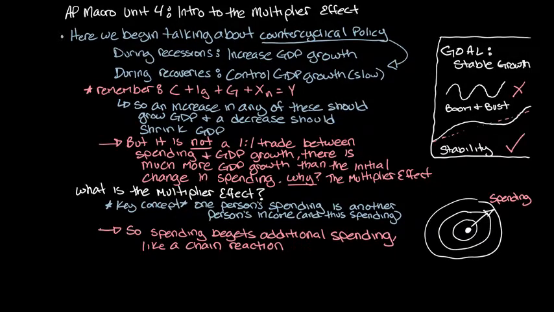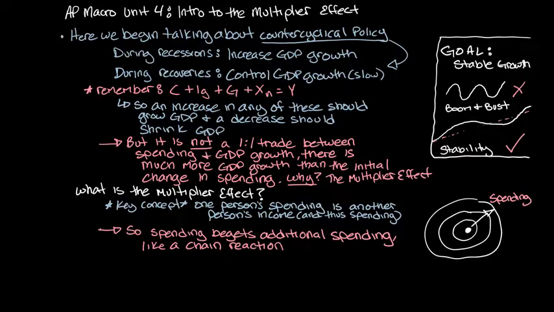So if we know that the goal of countercyclical policy is essentially to control GDP and GDP growth, it's important to remember what the components of GDP are, as these are the things we're going to be changing to control GDP. So those 4 components, just for reference, are consumer spending, investment spending, government spending, and net exports. So theoretically speaking, since C plus I_G plus G plus X_N equals Y, which is GDP, an increase in any of these components should increase GDP, and a decrease in any of these components should decrease GDP.